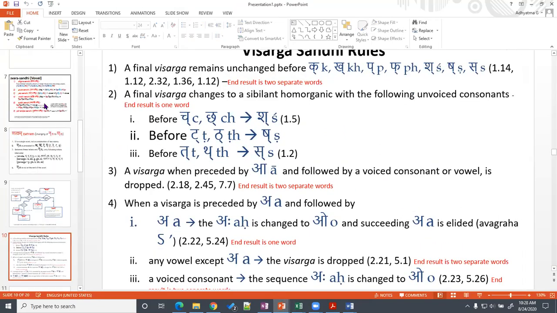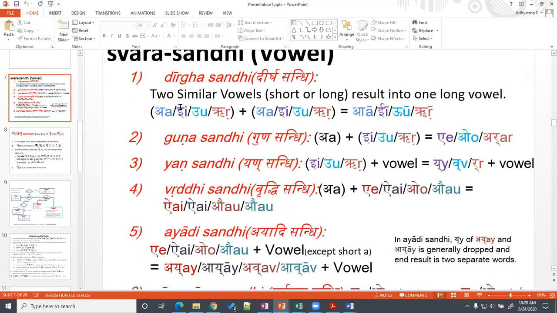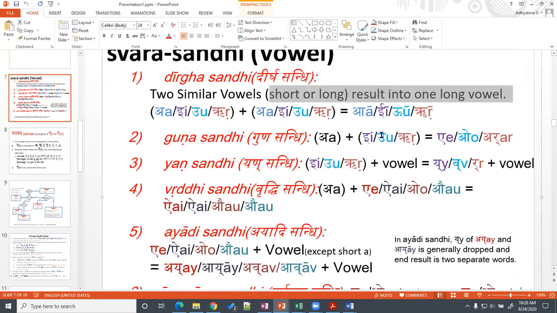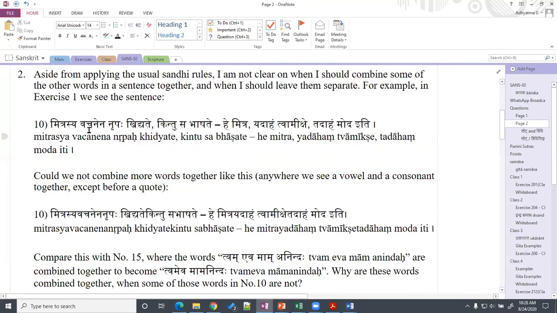Similarly, in the visarga vowel sandhi, we had that where two similar vowels result in one long vowel. When it is one long vowel, then of course it's one vowel, so there is no question of separation. But in the case of Ayadi Sandhi, the end result is two separate words if you choose to drop the yakara. So if you read that and follow this principle, that generally when a word ends in a vowel, you do not put it together with the following word, that's why you will not generally find this kind of construction in the books.